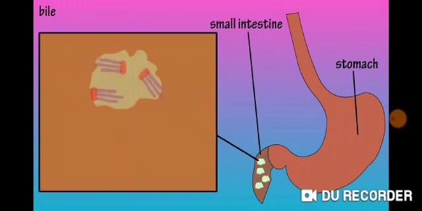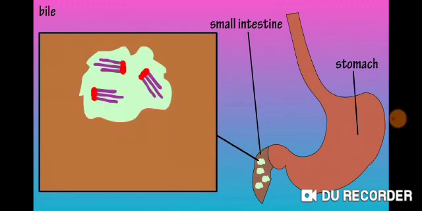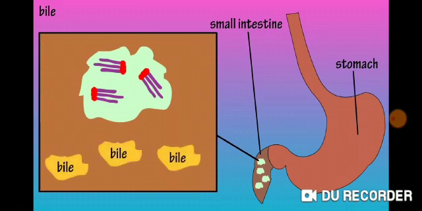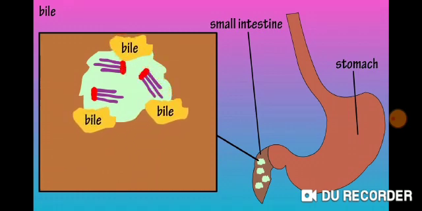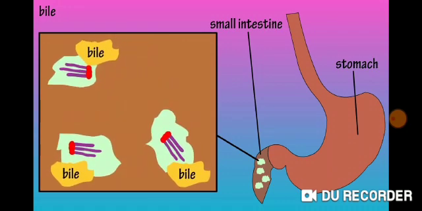When it reaches the small intestine, it is basically large fat droplets, and this is where bile comes into action. Bile is released into the duodenum via the common bile duct, where it mixes with the large fat droplets. Bile contains bile salts, which allow it to emulsify the fat, breaking it down into smaller droplets.